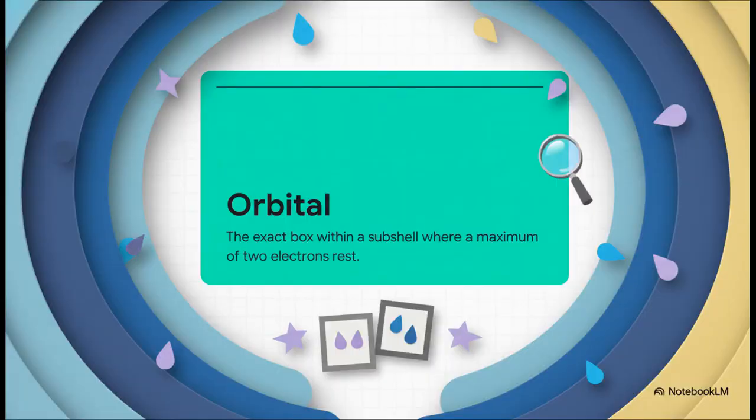And then, zooming into the final Russian doll, we have the orbital. This is the exact, specific box within a subshell where an electron actually lives. Our source notes the Pauli exclusion principle here. So think of an orbital like a really small bedroom. The absolute strict rule is that a maximum of 2 people, or 2 electrons, can sleep in one room. No more than 2 electrons per box, ever.